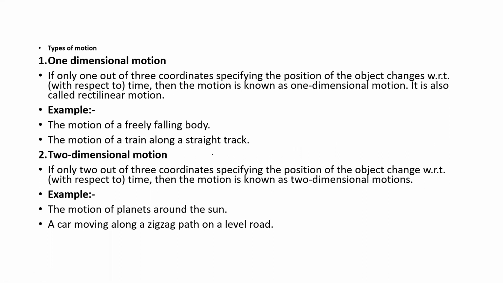Next, we have a concept called types of motion. Motion we are dividing into three types: one-dimensional, two-dimensional, and three-dimensional motion. First, one-dimensional motion. What is one-dimensional motion? If only one out of the three coordinates specifying the position of the object changes with respect to time, then the motion is known as one-dimensional motion.